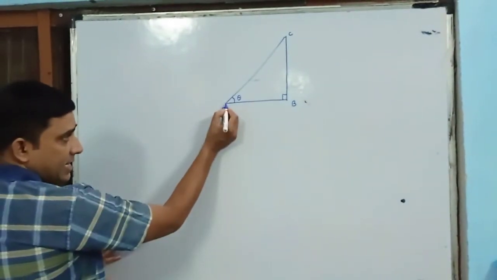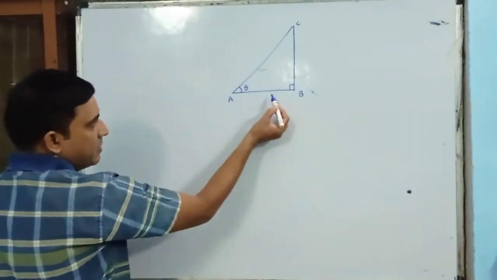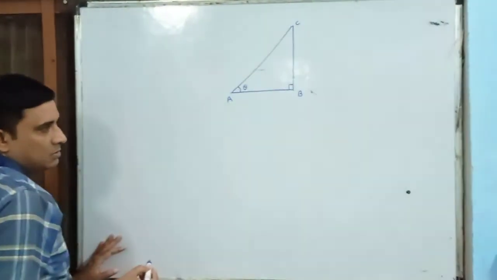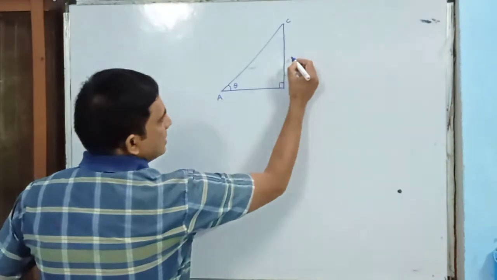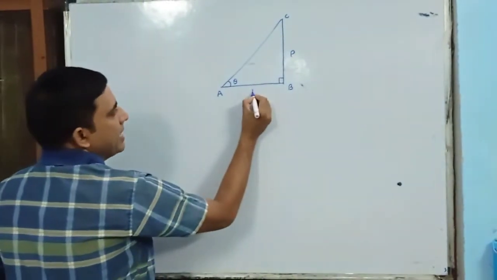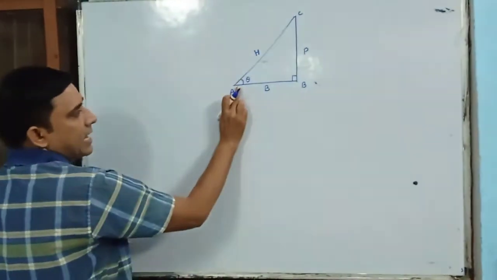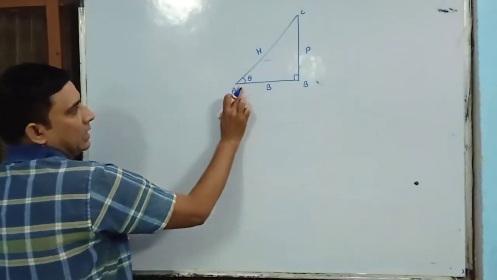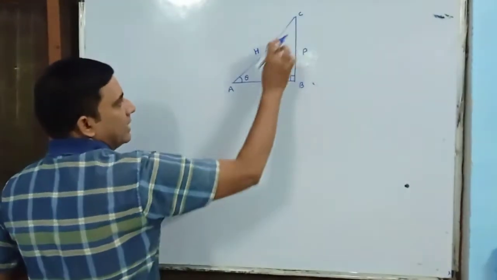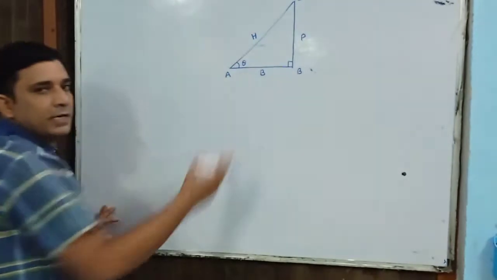So if I am standing here, then as you know, this side is perpendicular, this is base, this is hypotenuse. I am writing this is perpendicular or opposite side, and this side is base and this side is hypotenuse for this angle. If I change the angle, then hypotenuse will remain same and perpendicular and base would be interchanged.